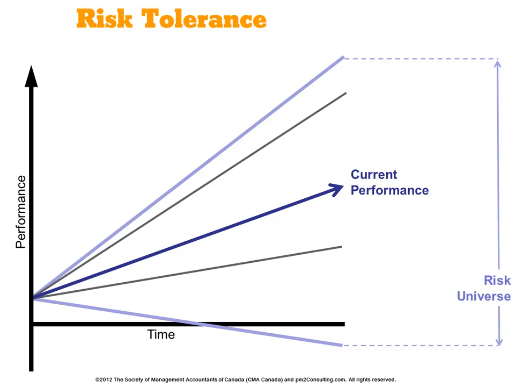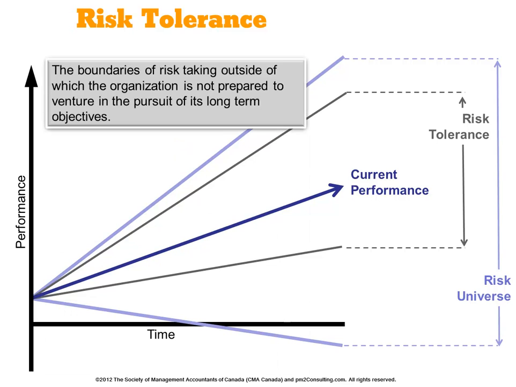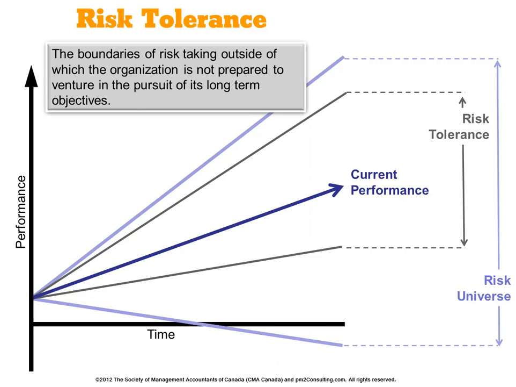There's two other lines in here. There's a line that we're going to call the risk tolerance. The risk tolerance is the boundaries of risk-taking outside of which the organization is not prepared to venture in pursuit of its long-term objectives. So in theory, if you go over that line, the organization is in serious trouble.